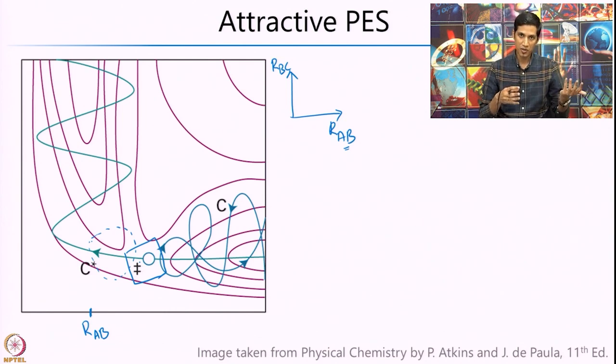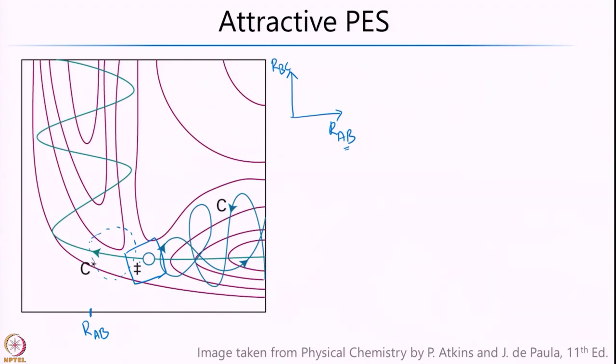Whereas when you go to the repulsive part, you will see that you need to bring both the reactants to a far closer distance for them to actually undergo an interaction and give rise to the product. All right. So, having looked at what we mean by attractive and repulsive potential energy surfaces, now let us see a couple of trajectories on this diagram.